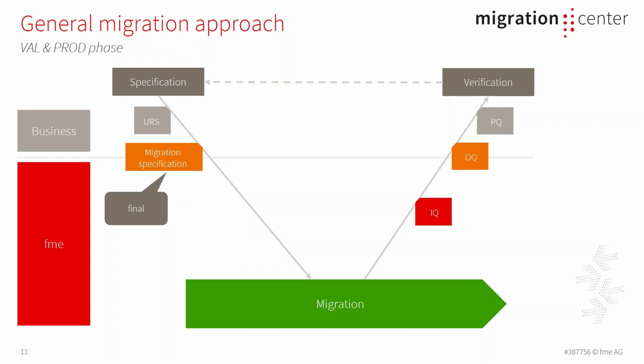For the validation, this migration specification has to be final, so we can say, all right, this is how the migration will work. This migration specification is done, and during the run of this migration specification, during the using of it, FME will create the IQ for the migration and also the OQ.